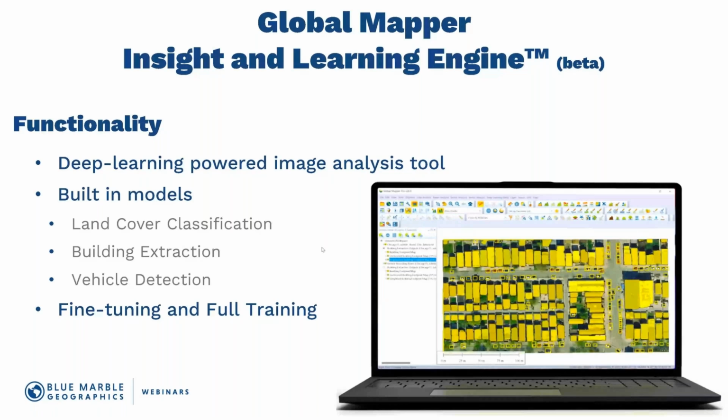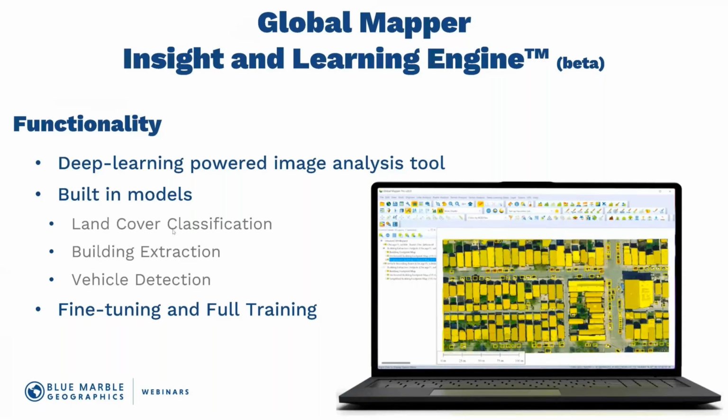This is currently in beta, so you'll see when we look at it today the three options we have: land cover classification, building extraction, vehicle detection. If you're someone who works with this data or is interested in working with these models, keep an eye out for subsequent updates, additions to models, and things like that as time progresses.